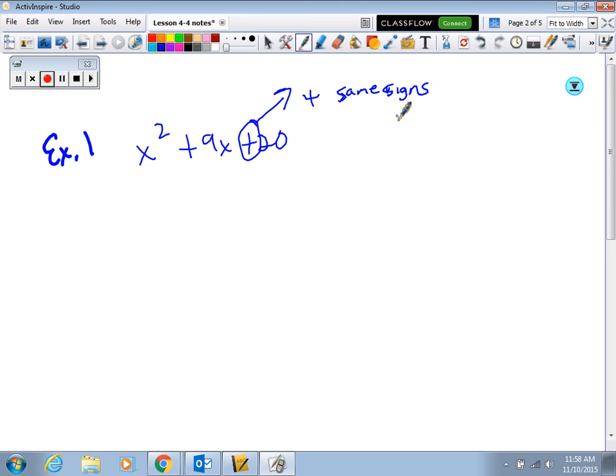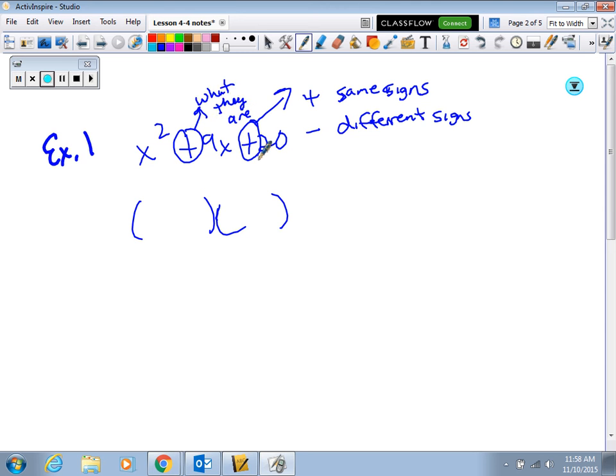Same signs. If it's a minus, they're different. And when I talk about the signs, I mean the ones in the parentheses, okay? If they're the same, this tells me what they are. Here we need factors of 20, and since the signs are the same, that means we're adding to get the middle term. And if they're different, we're subtracting to get the middle term.